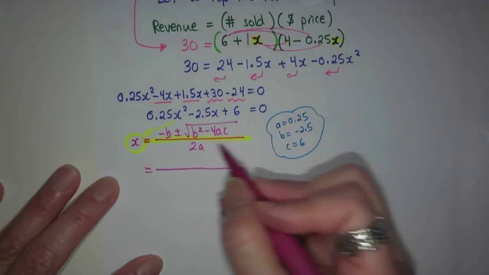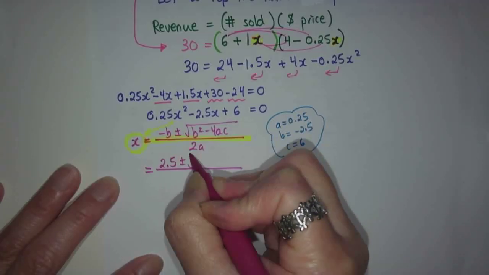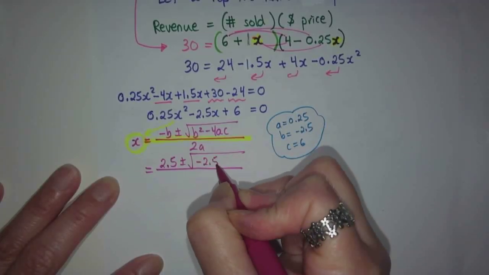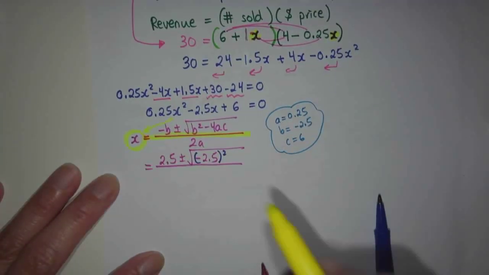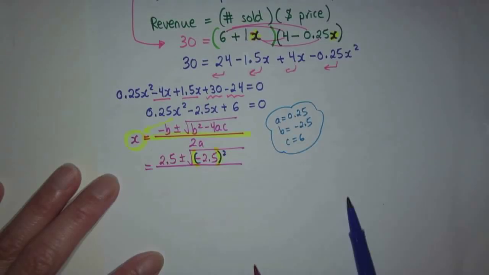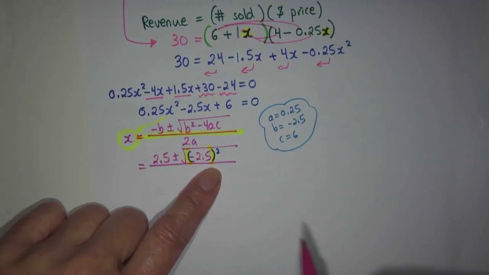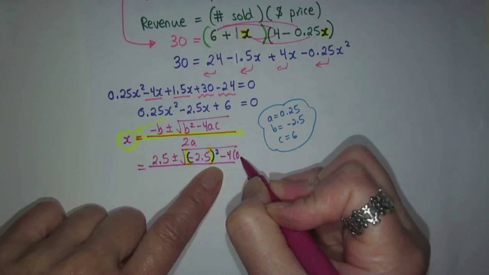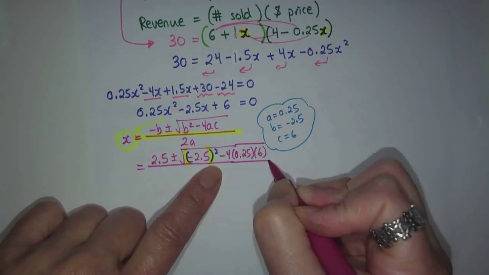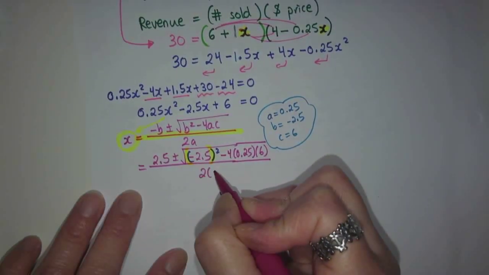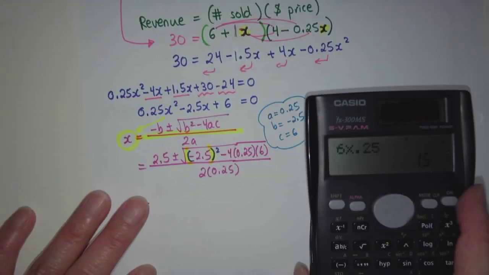Take those values here. So negative of negative 2.5, so it's 2.5, plus or minus negative 2.5 all squared. You have to have the bracket. We'll look for that step. If there's a bracket missing, you lose a mark. Minus 4 times 0.25 times c. Extend this so it's long enough. 2 times 0.25.